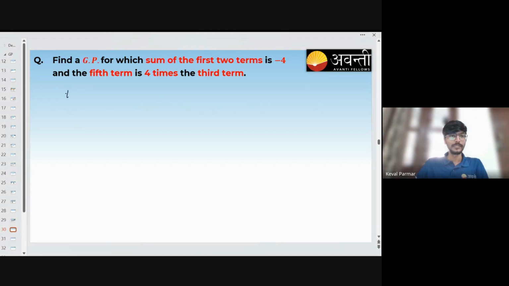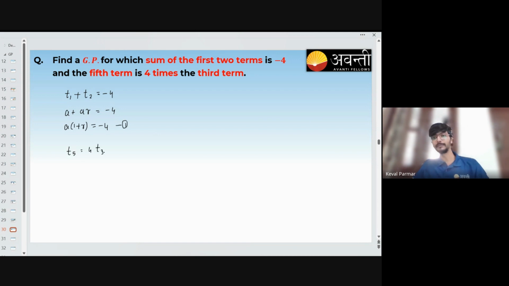So sum of first two terms. Okay. So T1 plus T2 is minus 4. Wow, very fast. Superb. A plus AR is equal to minus 4. So I can take A common. A(1 plus R) is equal to minus 4. I think calculation is much simpler than the previous one, right? So let's mark this equation number 1. Second, they have given the fifth term T5 is 4 times the third term.